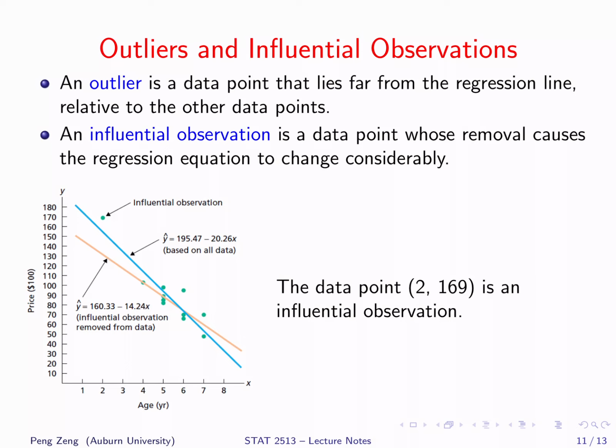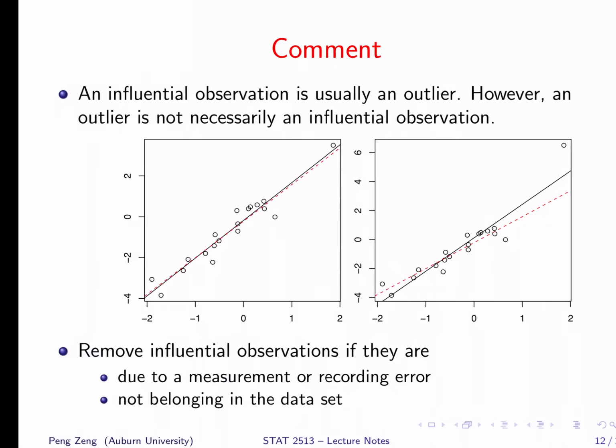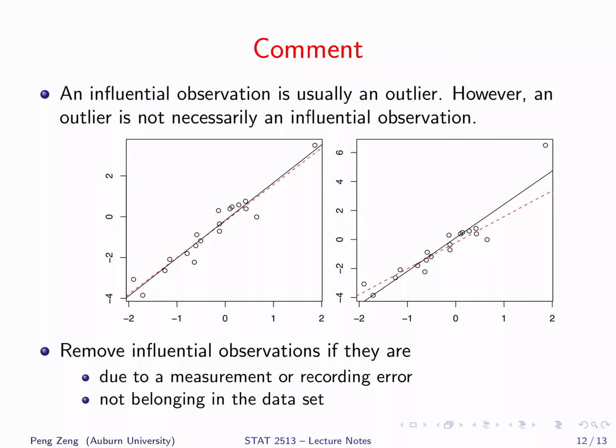We can calculate the regression equation twice. First time, use all observations. Second time, remove the ninth observation and calculate the regression equation. The two lines are displayed on the graph. It is clear that these two lines are quite different. We can conclude that this observation is influential. An influential observation is usually an outlier. However, an outlier is not necessarily an influential observation.